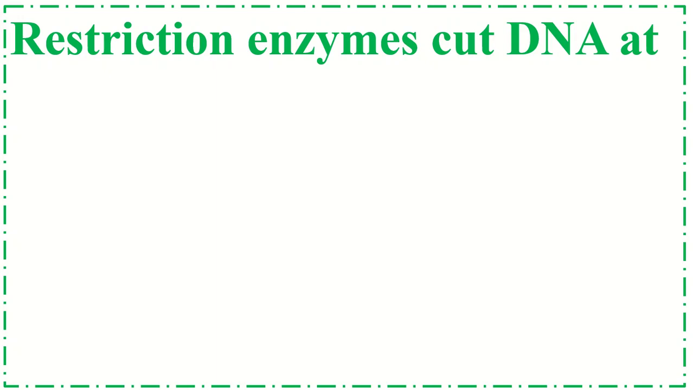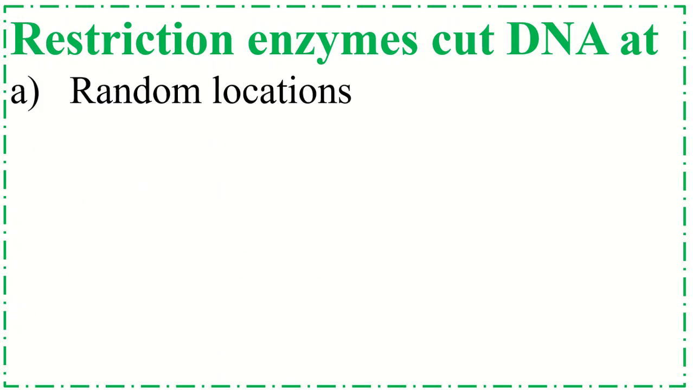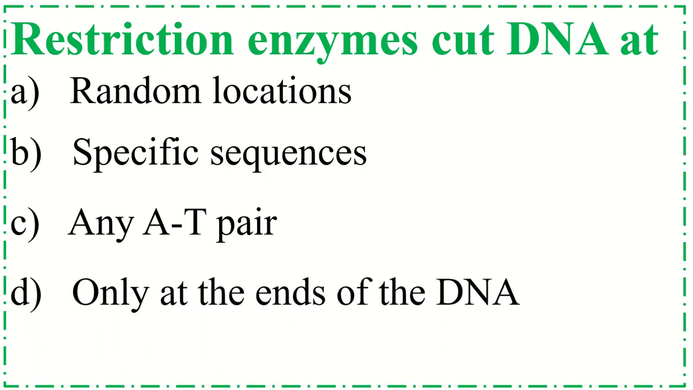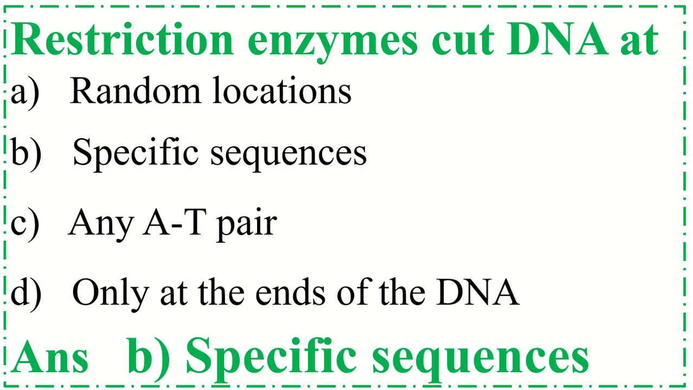Restriction enzymes cut DNA at: option A, random locations. B, specific sequences. C, any AT pair, adenine and thymine pair. Option D, only at the end of the DNA. So the correct option is B, specific sequences.